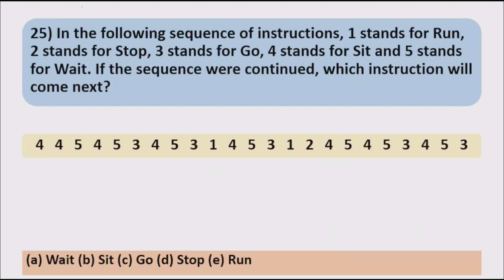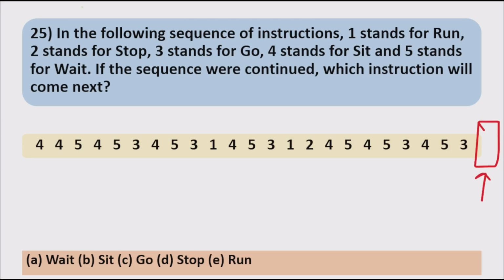Okay, in the following sequence of instructions, 1 stands for run, 2 stands for stop, 3 stands for go, 4 stands for sit, and 5 stands for wait. So this is something where the numbers have been given designation as words, which we can ignore for now, because first we have to find what comes at the end, because that's what is required for us.